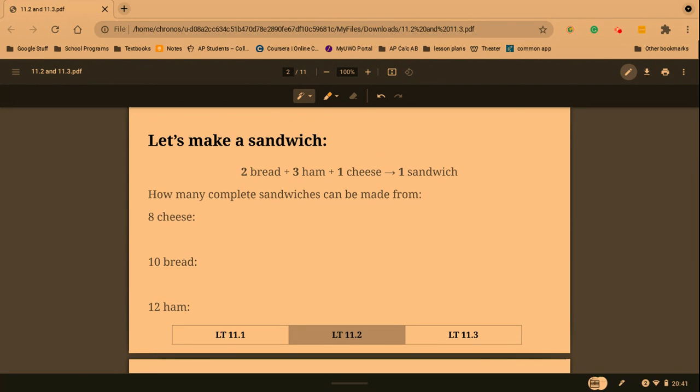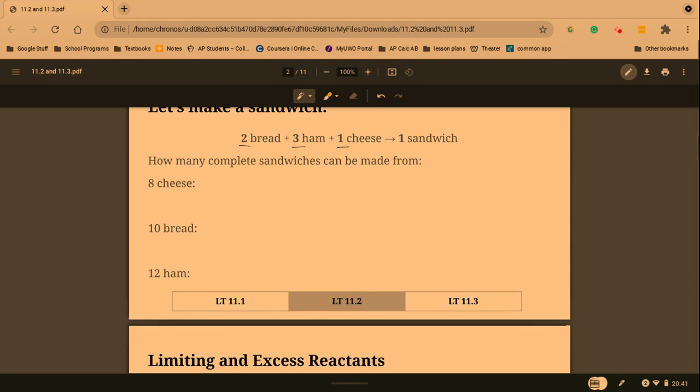So using a simple example of a sandwich, if we have this equation here, which is essentially that in one sandwich we're using 2 pieces of bread, 3 pieces of ham, and 1 piece of cheese, we figure out that if we have 8 pieces of cheese, using dimensional analysis, 8 cheese times 1 sandwich over 1 cheese. Sorry if you can hear the sirens. 8 divided by 1 equals 8. And so we can make 8 sandwiches from 8 pieces of cheese.